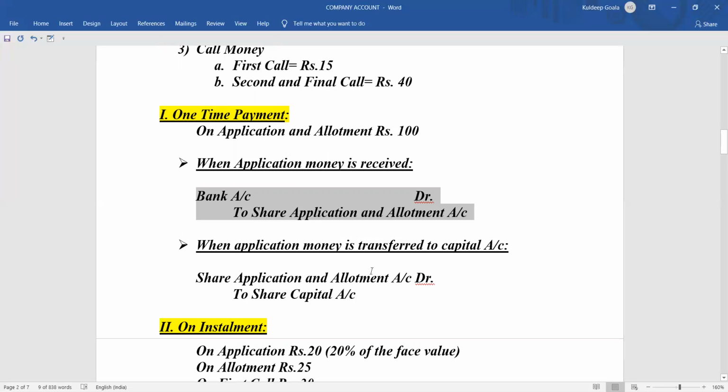Now, based on that, what will you do? You will transfer it. It is a credit. You will close it and transfer. Okay, so it will be closed. How will the credit be closed? The credit will be closed by debiting. So the share application and allotment account will be closed by debiting. Share application and allotment account debit to share capital account to the extent you have issued.